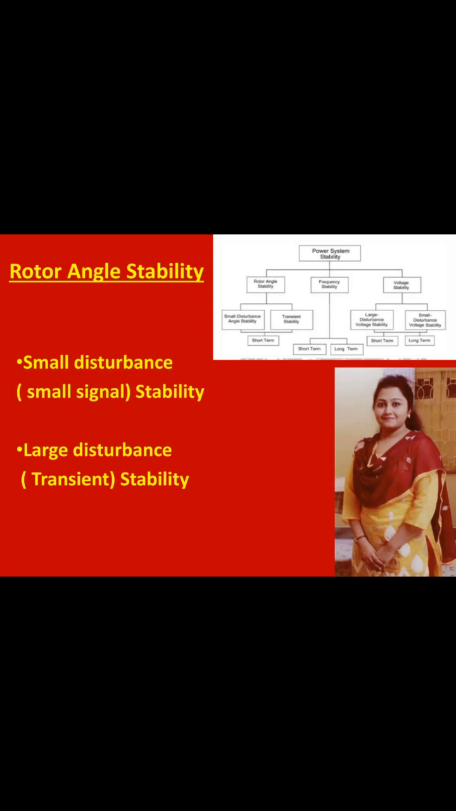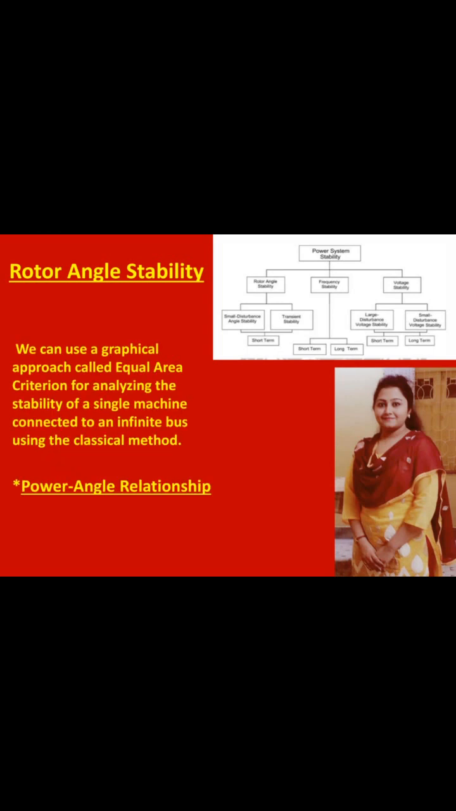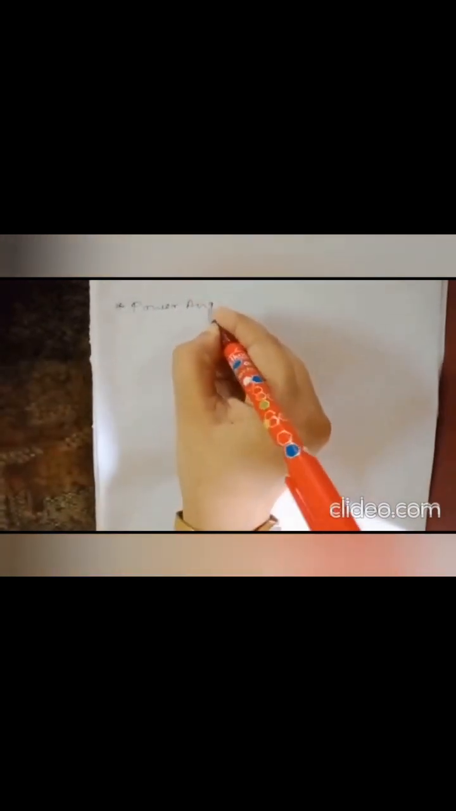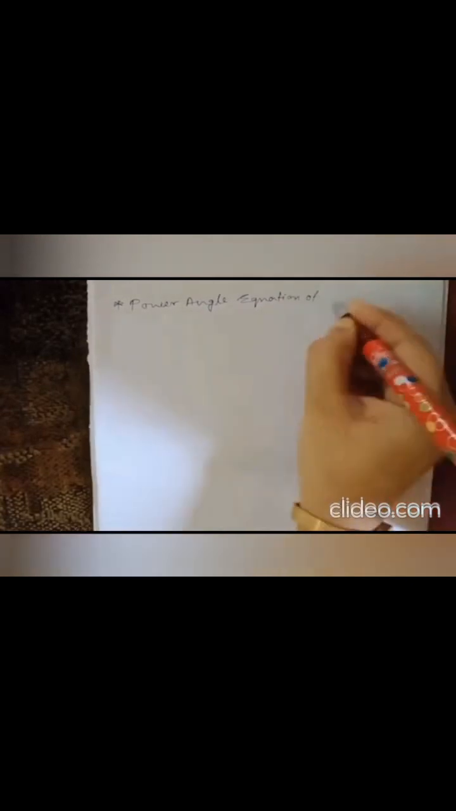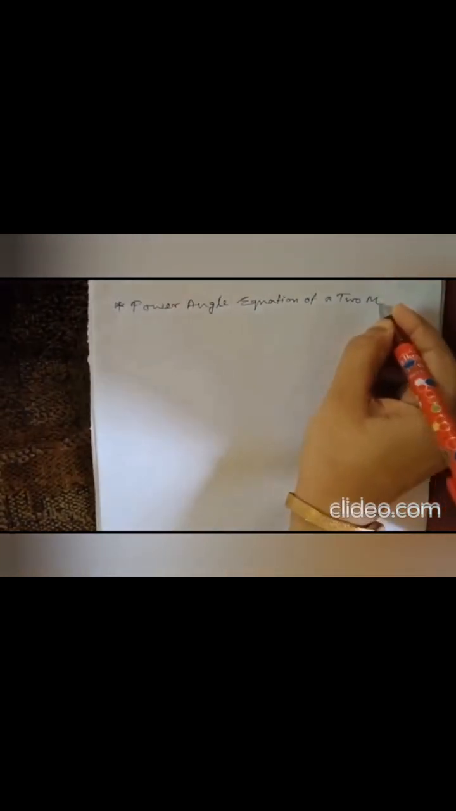Now, the time domain of interest in case of large disturbance as well as small disturbance angle stability is anywhere between 0.1 to 10 seconds. And due to this reason, small and large disturbance angle stability are considered to be short-term phenomena. Next topic is power angle relationship. Topic is power angle equation of a two-machine system.